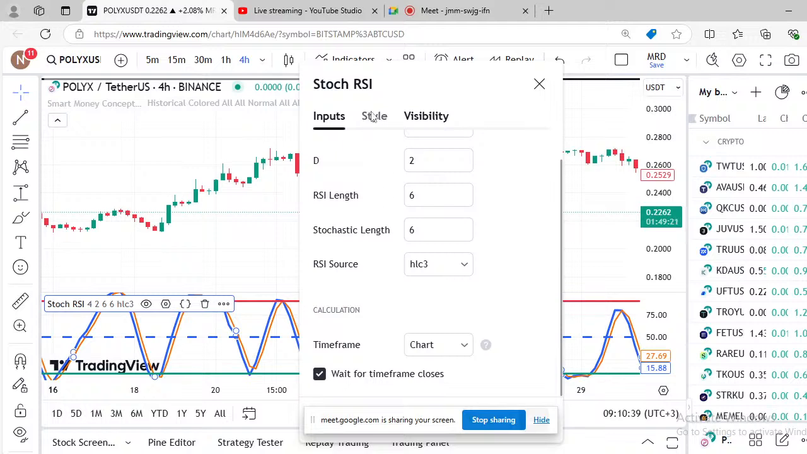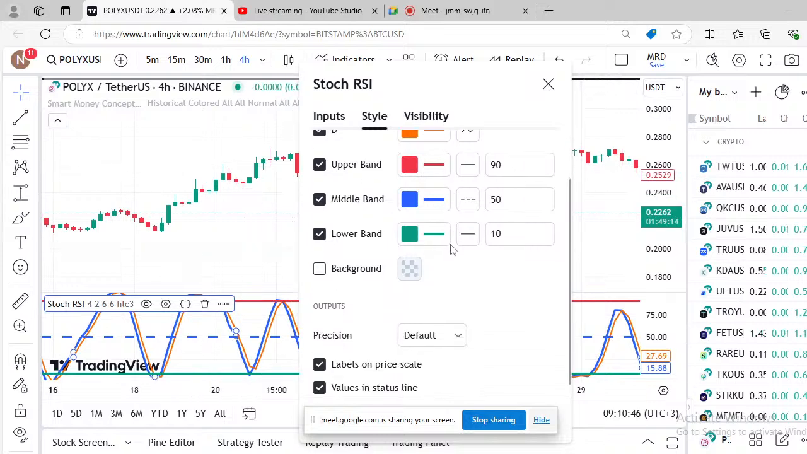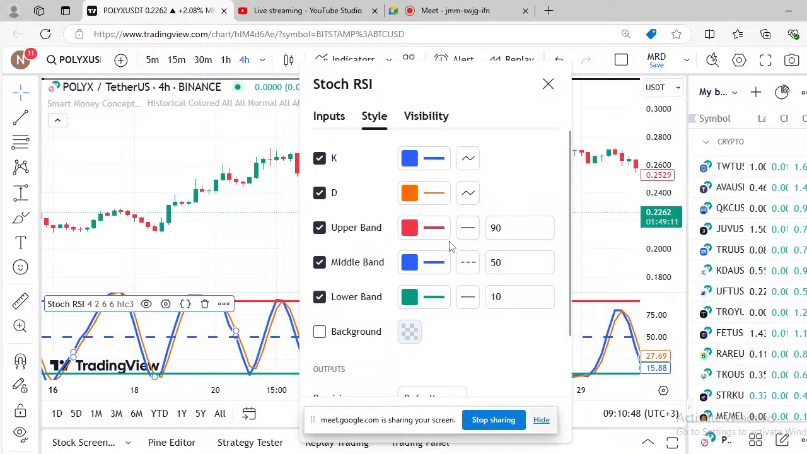So we go to style. On style, the numbers are the only ones that are important. The numbers 90, 50 and 10. The rest are just colors. It's for you to design what you want. But numbers are very, very important, ladies and gentlemen.